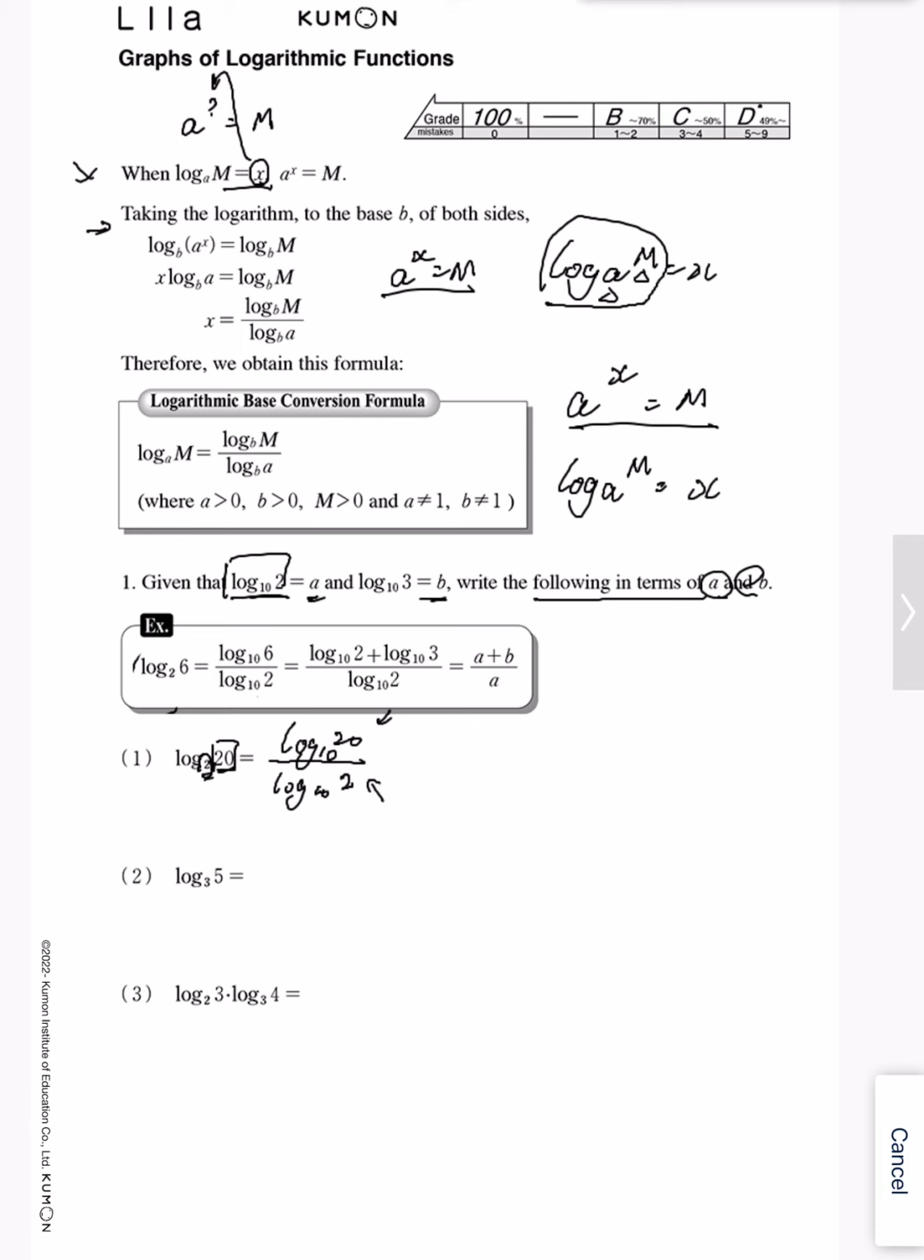Similarly, if we look at question number 2, I'll pause the video a little bit so you can see what we can do and what we can change.